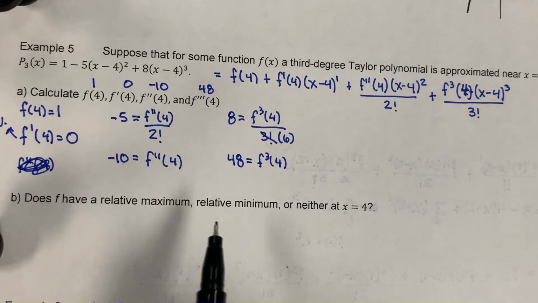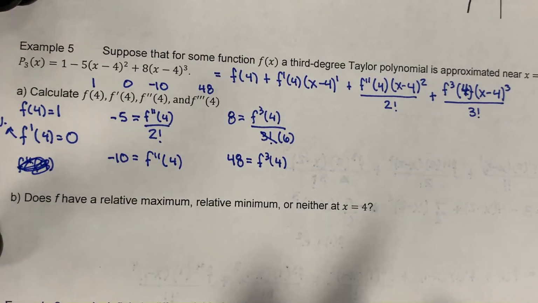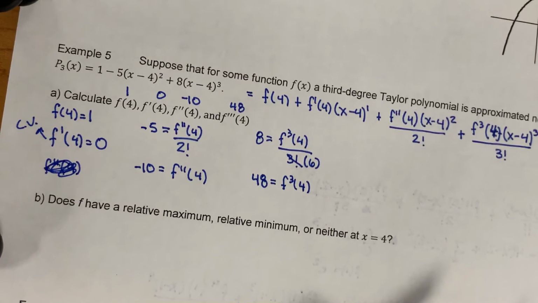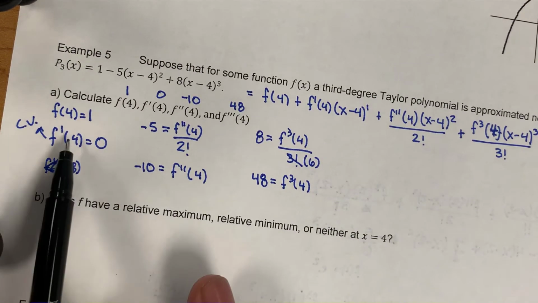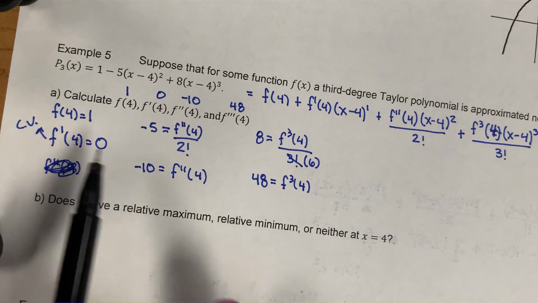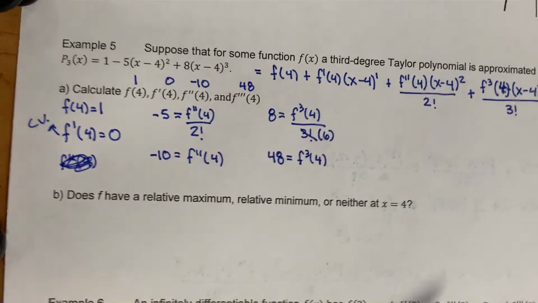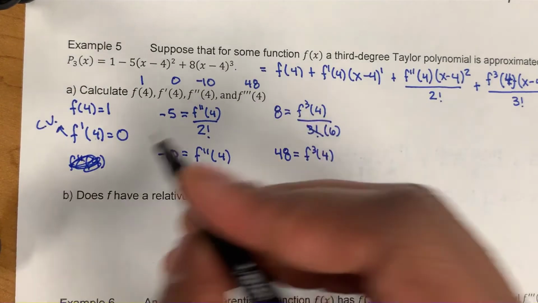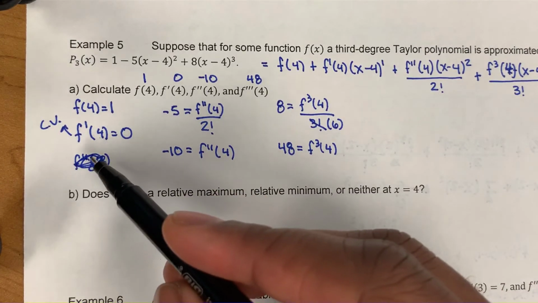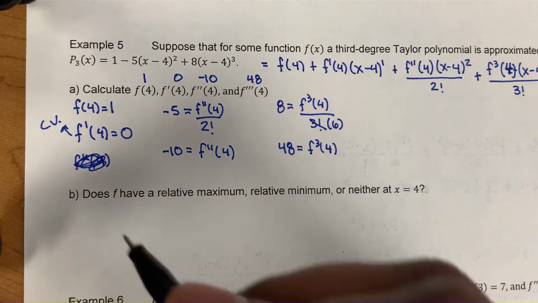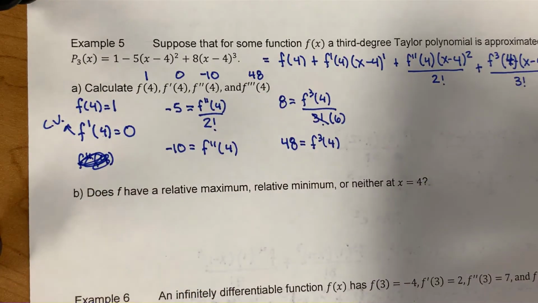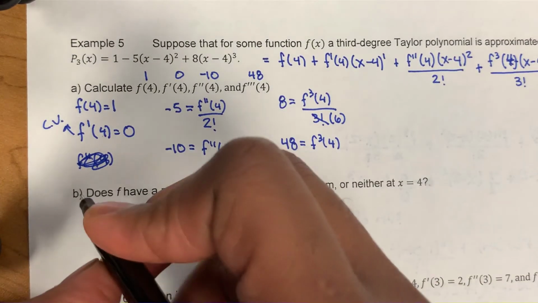And so for part B, does F have a relative maximum, relative minimum, or neither at x equals 4? The reason this is of relevance is that we know 4 is a critical value because the derivative equals 0 at that point. So we can use the second derivative test to classify f of 4 without having to do a sign chart. So we did the second derivative test a while ago, and it is this.